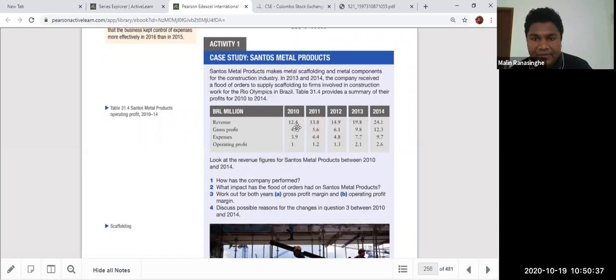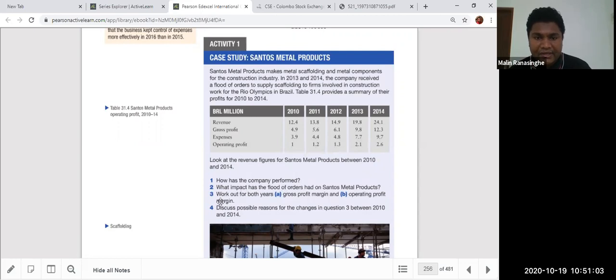You can see from 2010 to 2014, revenue increased 12, 13, 14, 19, 24. Very good. It's a very impressive revenue increase. Gross profit also increased, very impressive, 4.9 to 12.3. Expenses also increased suddenly, 7.7, 9.7, and operating profit margin also increasing.